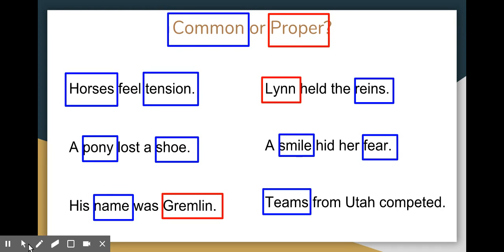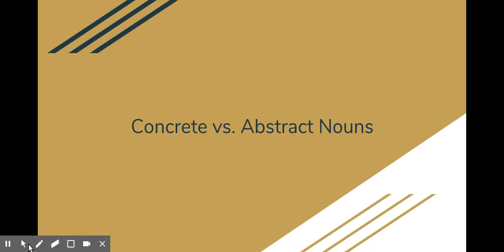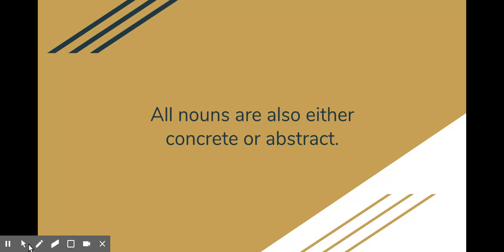Okay, teams, although capitalized because it starts the sentence, is still a common noun. And then you also should have marked Utah in red to signify that it is proper. Now, we have the other side of this. Nouns are also concrete or abstract. So they are both common or proper, and they are either abstract or concrete.